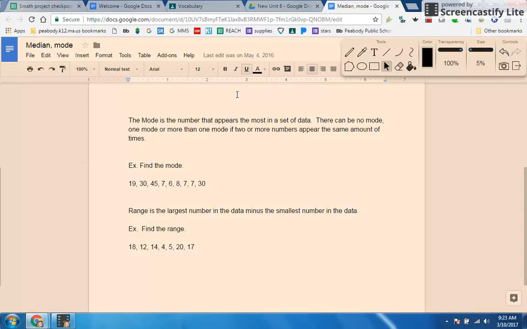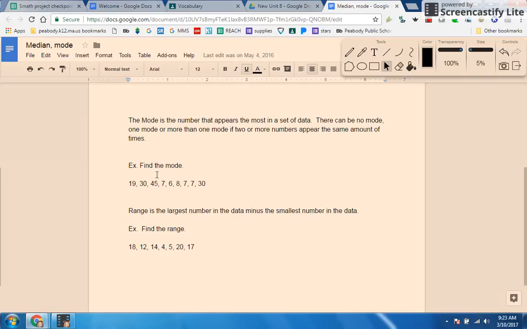So what you do is you look at your data and you figure out what number or numbers appear more than any other number. So there can be no mode. If every number appears the same amount of times, then there's no mode. There can be more than one mode if there are 2 or more numbers that appear the same amount of times. So let's take a look at this one.